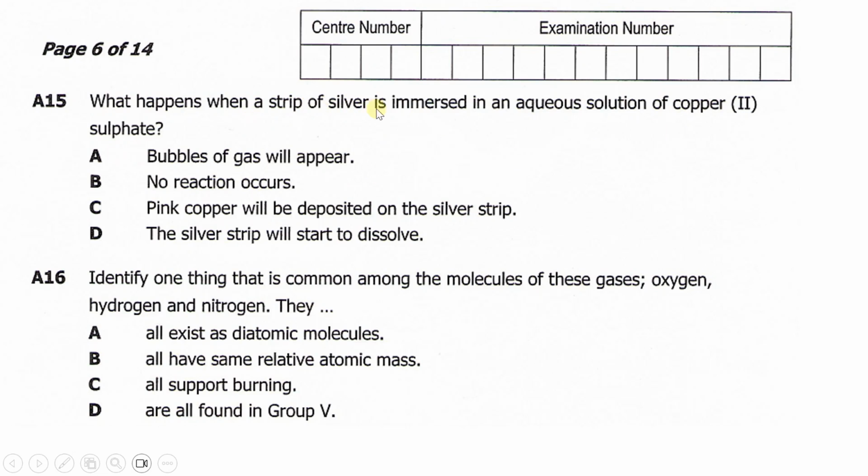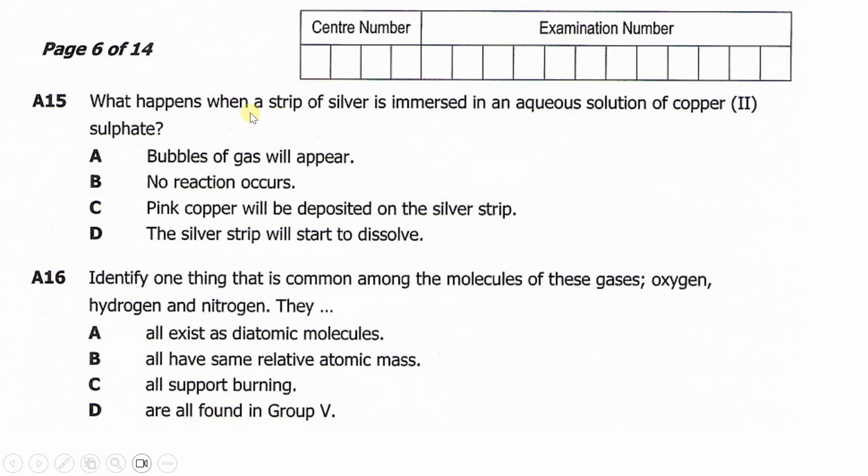Okay, so a strip of silver is like a metal sheet of silver that is dipped into a solution of copper 2 sulfate. So this is just an experiment on displacement reactions to determine which metal is more reactive. When you look at the reactivity series, you compare copper and silver, you see that copper comes first before silver. So copper is more reactive than silver. So if you get silver and react it with a compound of copper, silver will not displace copper from its compound, and therefore nothing will happen.